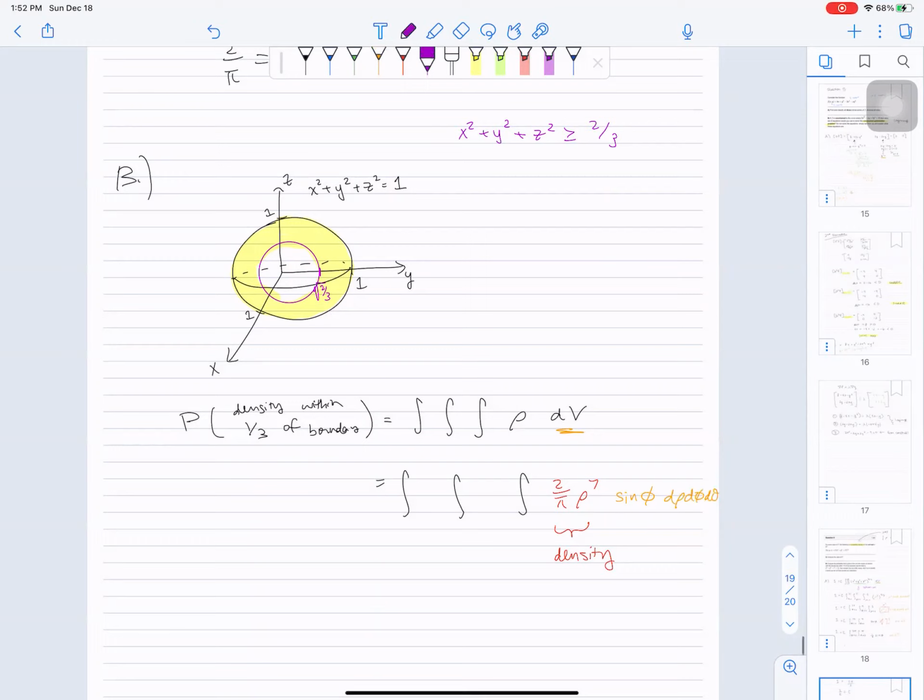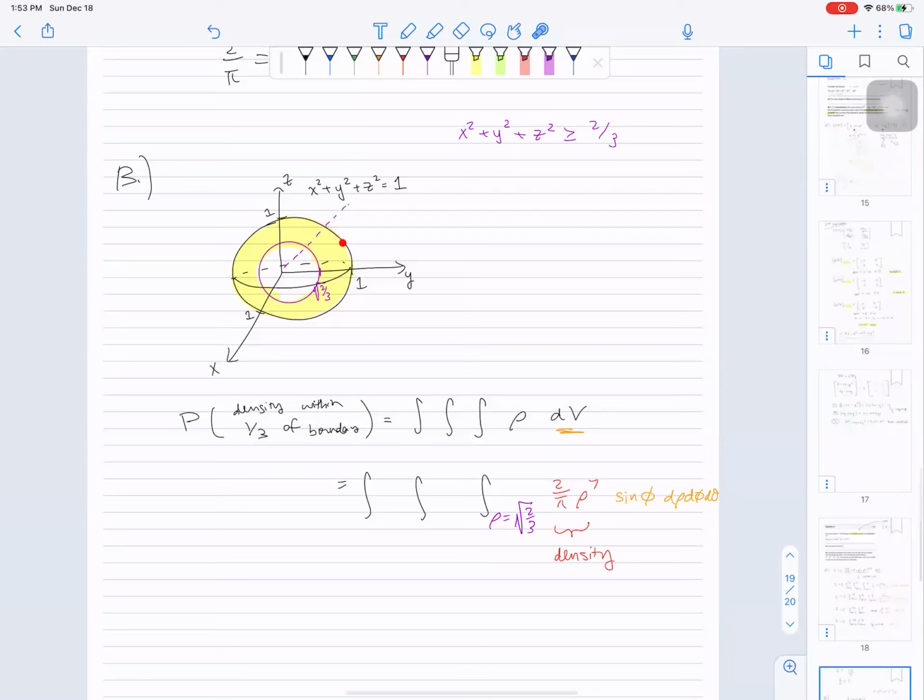Okay, and what are my bounds going to be? Well, rho should go from, now we don't start at 0, because if we start at 0, that means that where I am in my region, I should have my region when I'm starting at 0, but I don't. This is like an entire hole. If I draw a line radially outwards, where do I start? I start at this circle, which is square root 2 over 3. So my rho starts at this radius, and it ends at the 1 radius still.